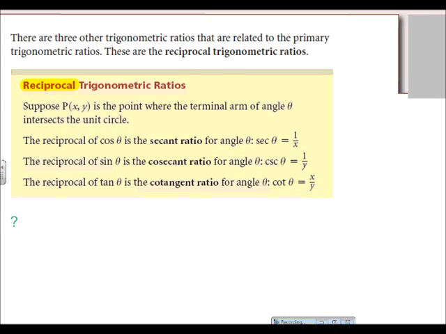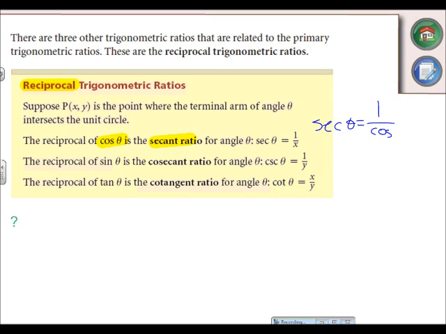The reciprocal trig ratios are obviously the reciprocals of the originals. Cosine, the reciprocal is the secant ratio. So secant is 1 over cosine. Cosecant goes with sine. So cosecant theta is 1 over the sine of theta. And tan goes with cotangent. Cotangent theta is 1 over tan theta.